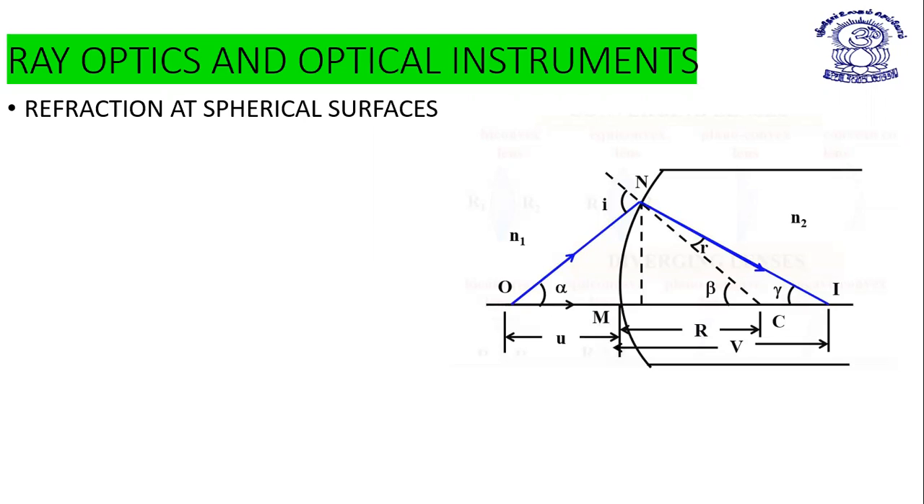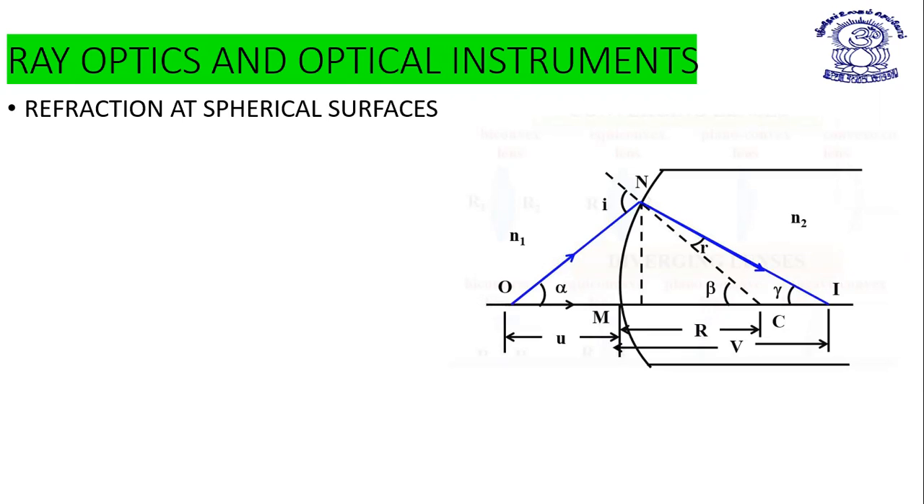In the previous class, we have seen the refraction of light, the apparent depth concept, and the total internal reflection concept and its application. In today's lecture, we are going to study the refraction at spherical surfaces, refraction by lens, lens maker's formula, etc. So let us begin.